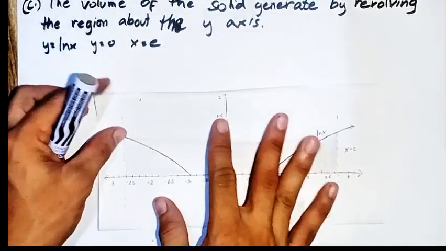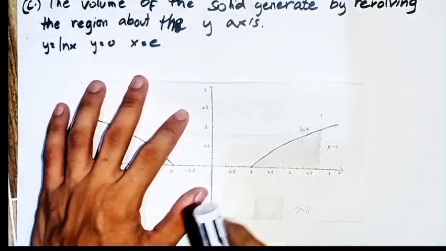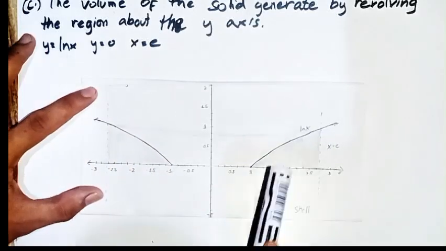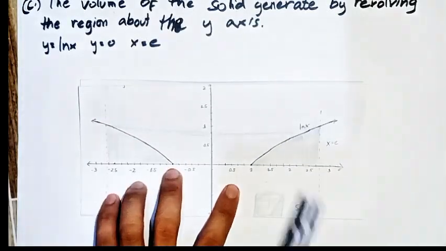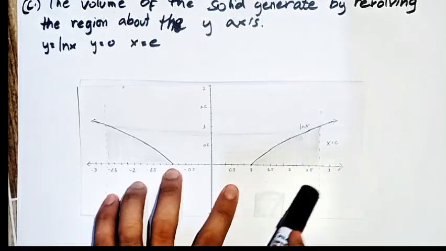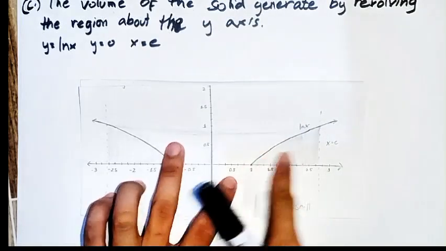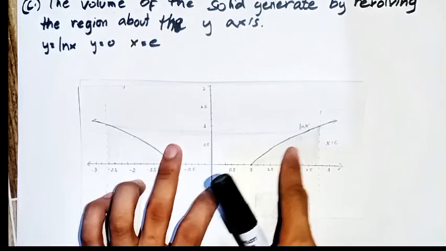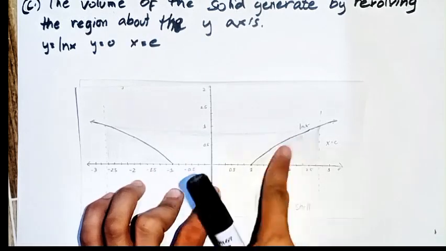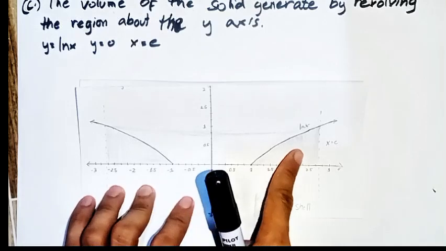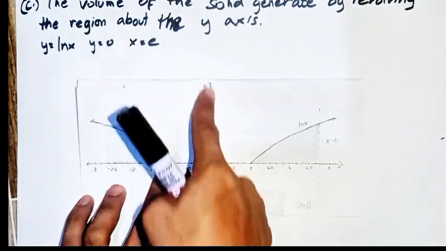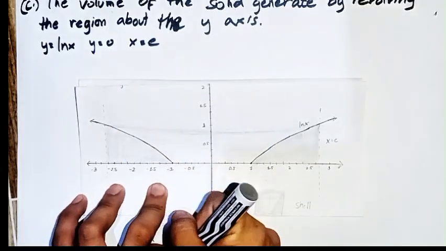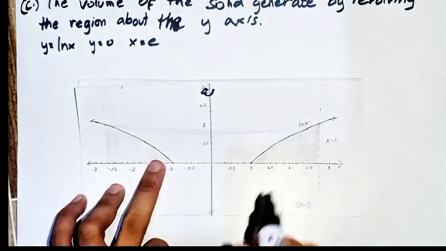So, I already sketched the graph. Let me explain. Here is the ln x, and x is equal to e here. And this dark one is the region of the graph of y is equal to ln x. Now, if this region will rotate about our y-axis, it looks like this. It will rotate to the y-axis.